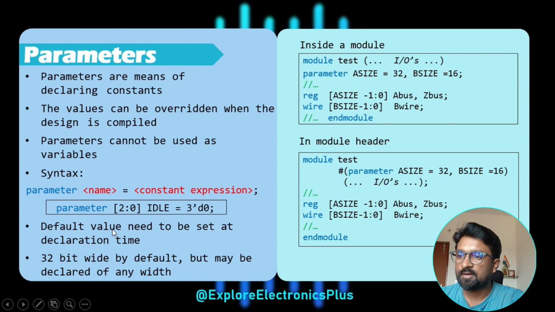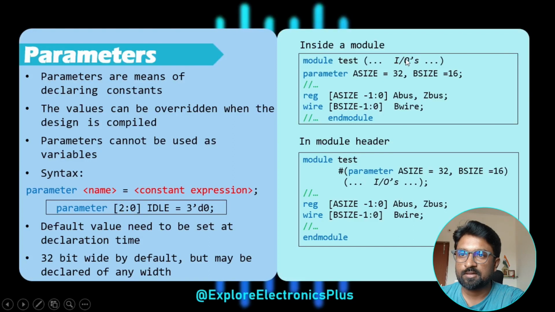And the default value needs to be set at the declaration time itself. By default, it will be a 32-bit value. You can set any width for the parameter, but if you do not mention the width, the default will be 32 bits. And you can see here, you can declare a parameter inside a module like this.